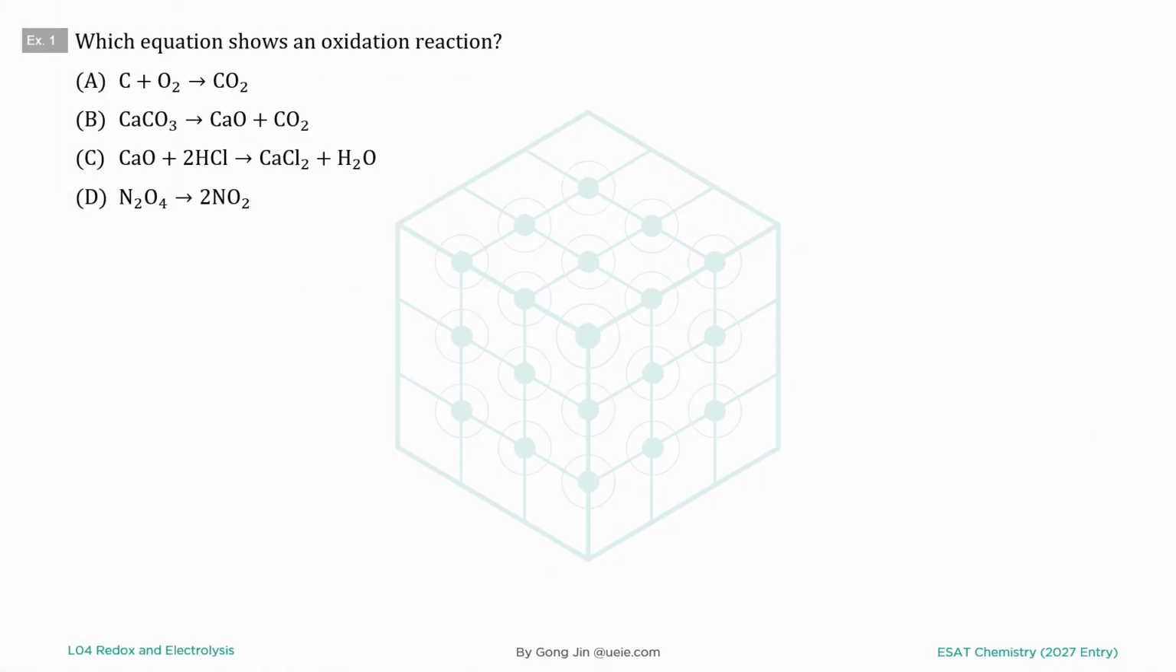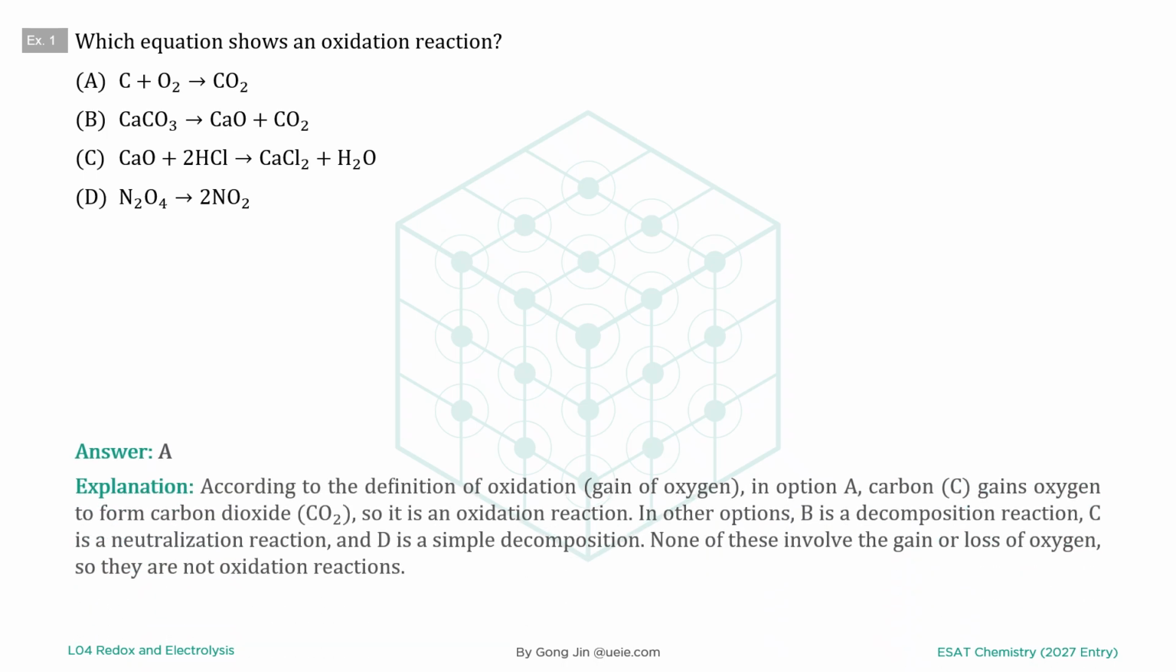Let's test what we've learned with a quick example. The question asks, which equation shows an oxidation reaction? Remember the rule. Oxidation means gaining oxygen. Take option A. Carbon reacts with oxygen to form carbon dioxide. Carbon clearly gains oxygen, so this is an oxidation reaction. The other options involve no gain or loss of oxygen, so they are not oxidation reactions.